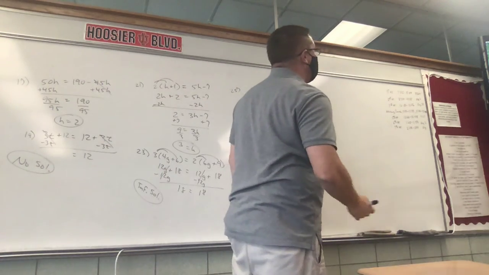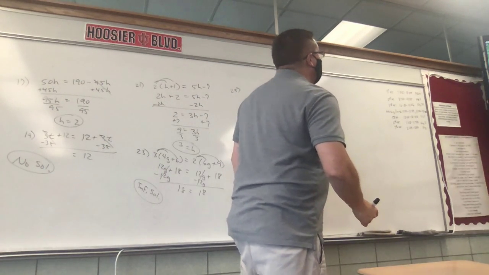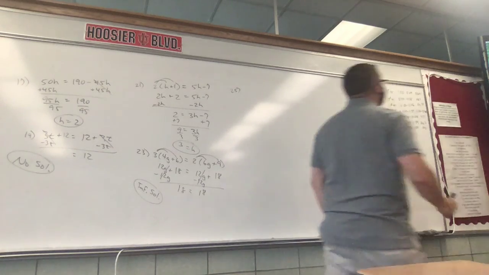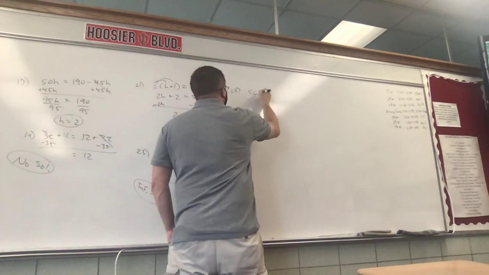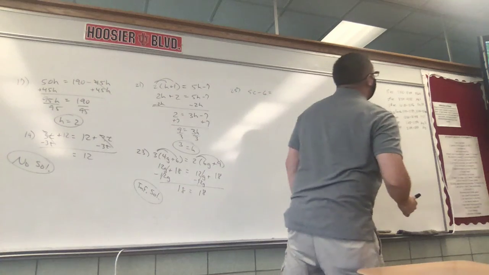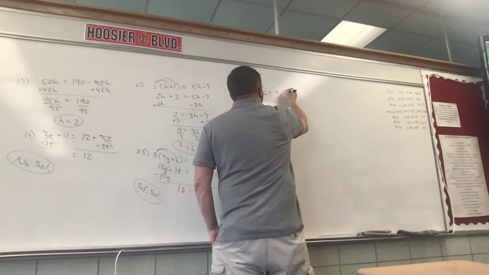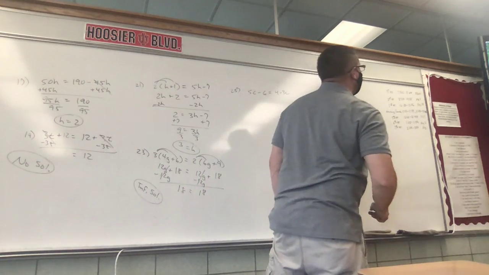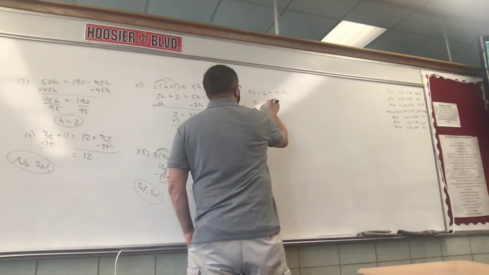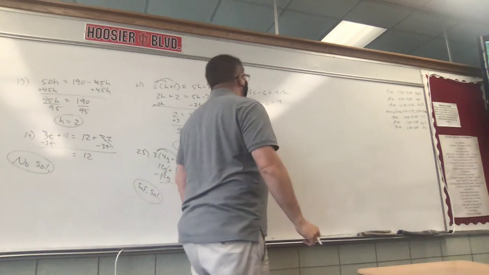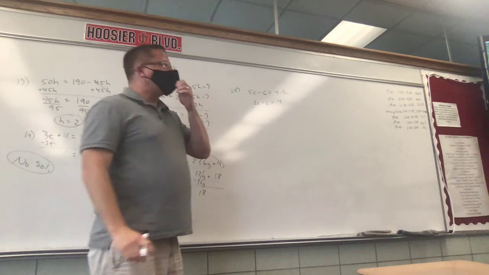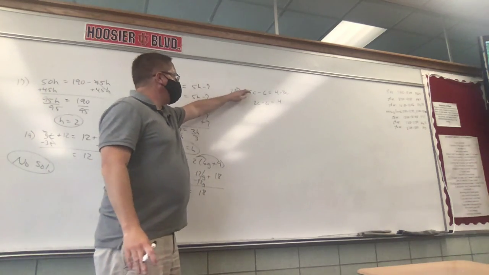Number 25 says they have 5c minus 6 equals 8c minus 4 minus 3c. Now the next step says 2c minus 6 equals 4. Okay? How did they get that? What did they do to get from this step to this step?